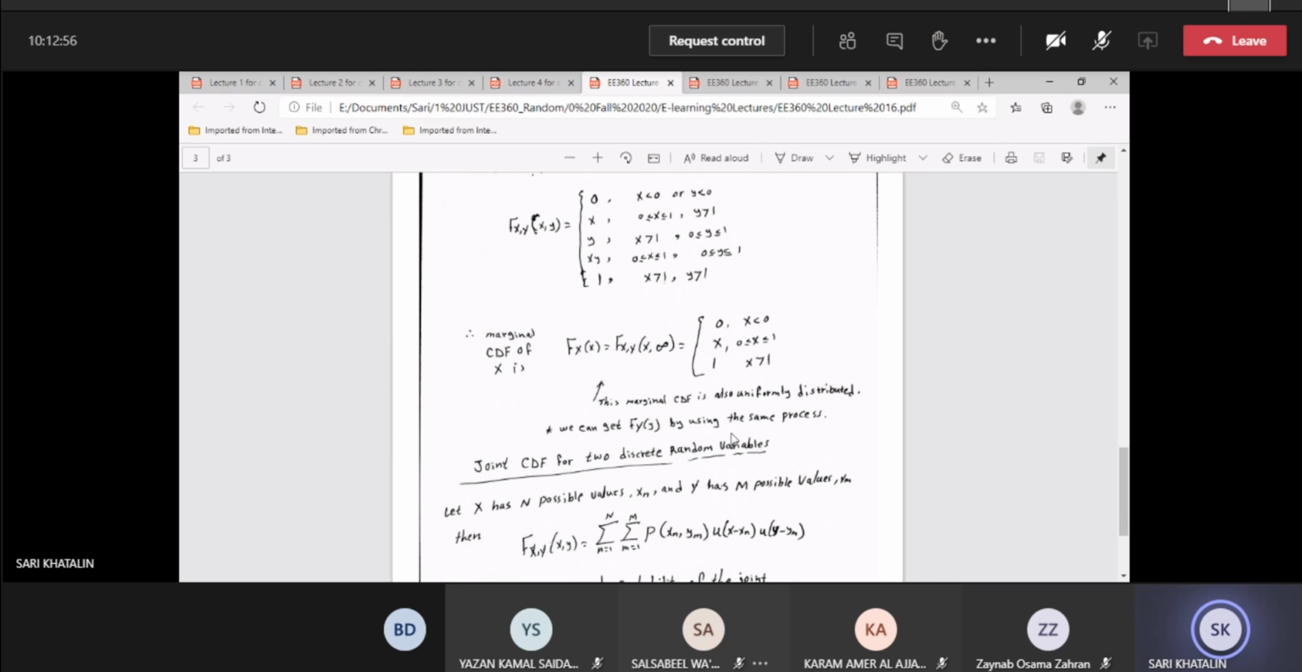So this is basically the marginal CDF. And we can do the same thing to find the marginal CDF for Y.